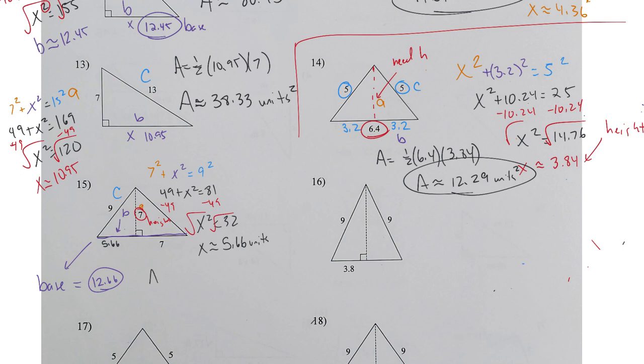So to find the area of my triangle, area is equal to 1/2 the base, 12.66, times my height, 7. So I just type in my calculator, 1 ABC 2 times 12.66 times 7, and I get my area is about 44.3. We're going to say square units.